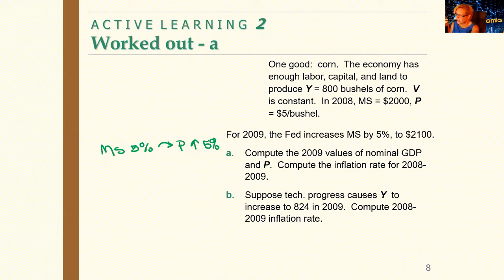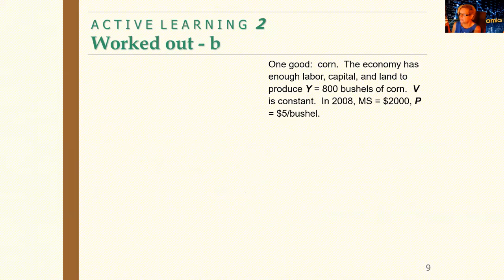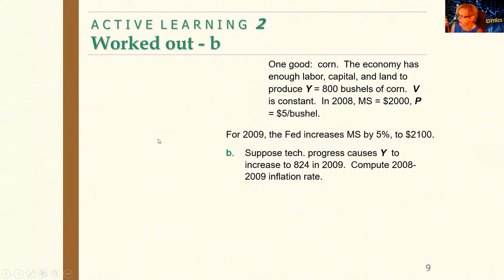B, suppose technological progress causes real GDP to increase to 824. Now compute the inflation rate. So let me go ahead and work that out on this next slide, bring forward the information, and work out B for you here. Suppose technological progress causes GDP to increase to 824, and then compute the inflation rate.